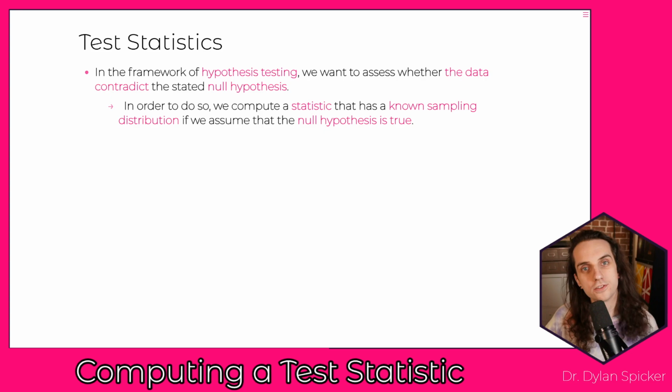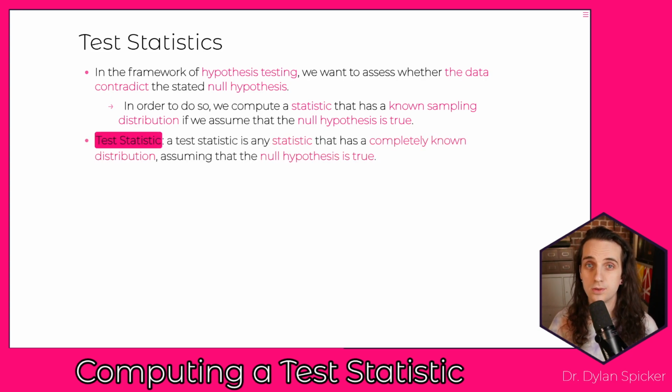Okay, and so there's two critical pieces here, right? The first is that it needs to have this known sampling distribution, but specifically, we want it to have a known sampling distribution if the null hypothesis were actually true. So we assume that the null hypothesis is true, and then we say, well, what is the distribution of this statistic in that situation? Okay, so formally, a test statistic is any statistic that has a completely known distribution, assuming that the null hypothesis is true.